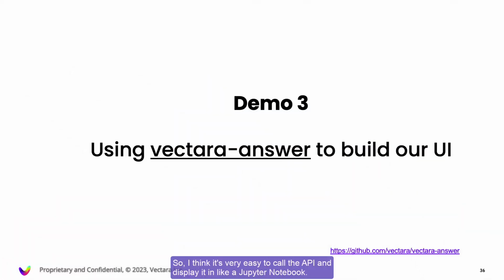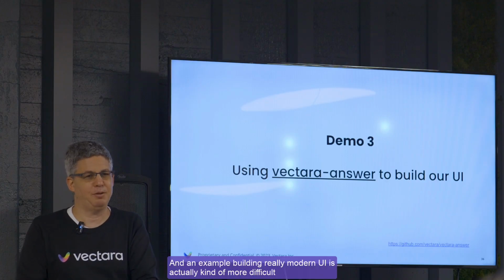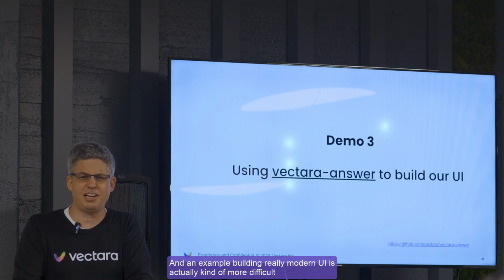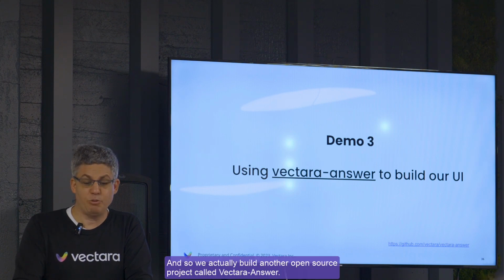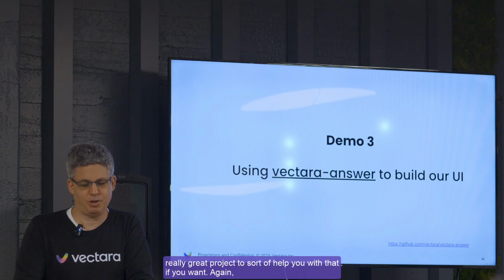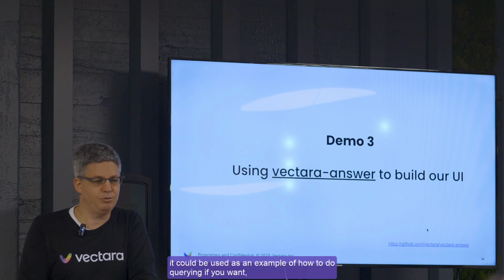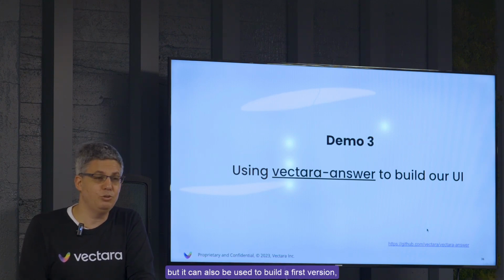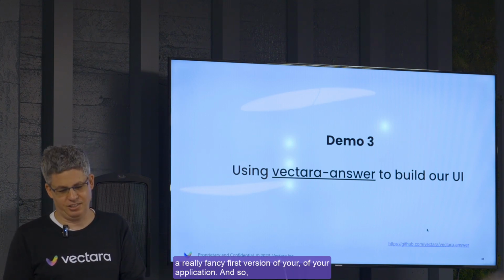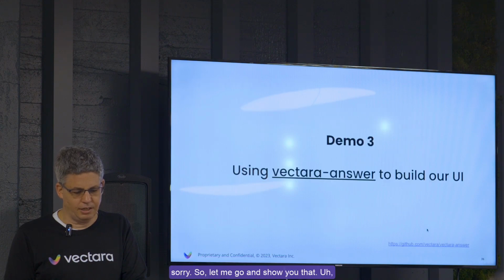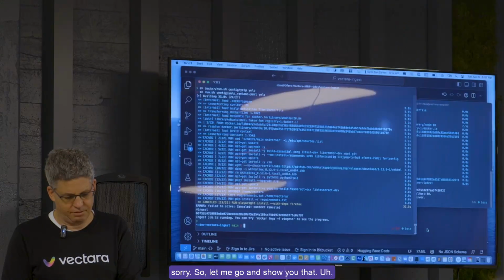Building a UI, so I think it's very easy to call the API and display it in like a Jupyter Notebook as an example. Building a really modern UI is actually kind of more difficult unless you're a really kind of a Node.js expert. And so we actually built another open source project called Vectara-Answer, a really great project to help you with that if you want. Again, it could be used as an example of how to do querying if you want, but it can also be used to build a first version, a really fancy first version of your application. And so, let me go and show you that.